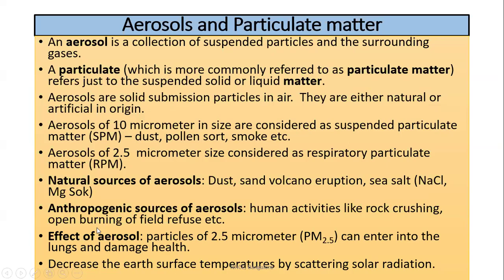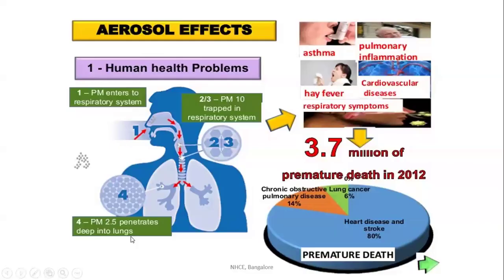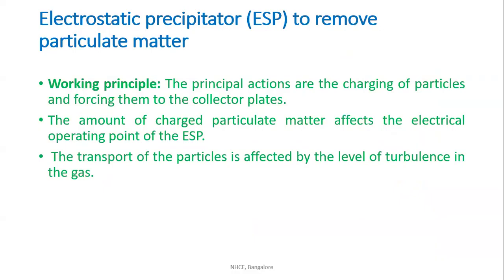The natural sources of aerosol are dust, volcano eruption, sea salt, and all. There are man-made sources also, like rock crushing, open burning, and all. So we will directly go to the health effects of particulate matter. As I told you already, it will enter the respiratory system. It causes different kinds of pulmonary infections, asthma, cardiovascular diseases, hay fever. Estimation says that many premature deaths are happening because of particulate matter. So directly we'll come to how to remove this particulate matter present in air.